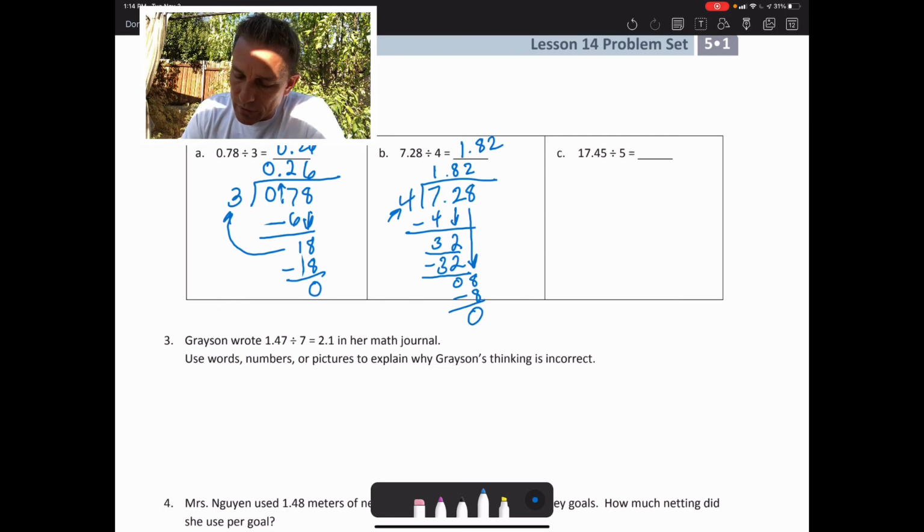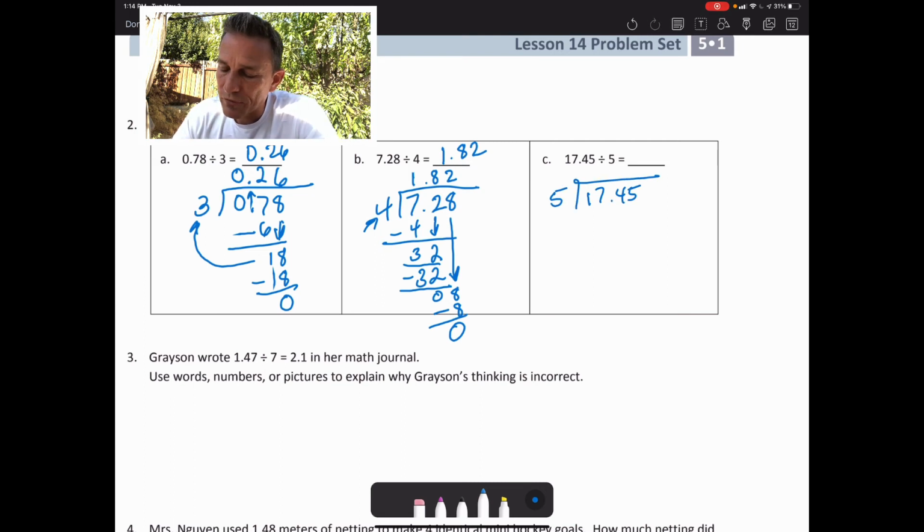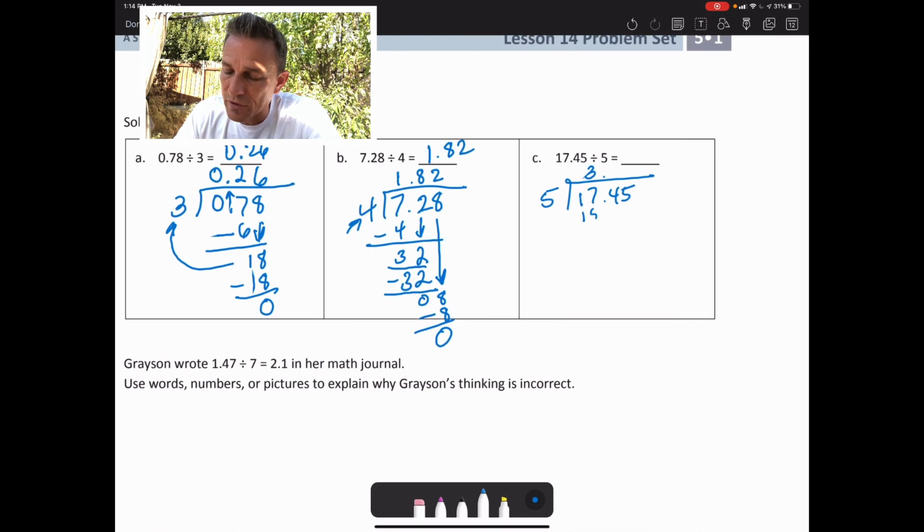All right, last one here. Let's do 17 and 45 hundredths divided by 5. Okay, first thing you ask yourself, does 5 go into 1? No. Does 5 go into 17? Yes. How many times? It goes into it 3 times. Make sure the 3 goes above the 7 in 17. Then you're going to say 3 times 5 is 15. You're going to multiply that, and you get 15. And then you're going to subtract it. So there's 17 minus 15 is 2. 2 is an okay answer to have because it's less than 5, the divisor.